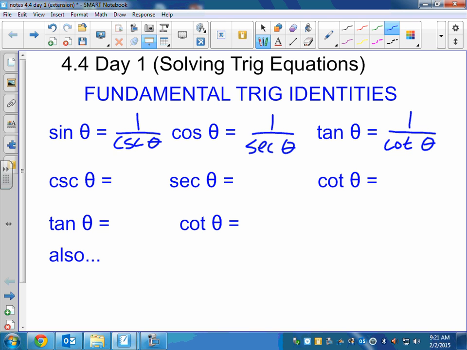So cosecant of theta is the same as 1 over sine of theta. Secant is 1 over cosine of theta. And cotangent is 1 over tangent of theta. They call these the reciprocal identities, maybe. We'll write these out again in chapter 5.